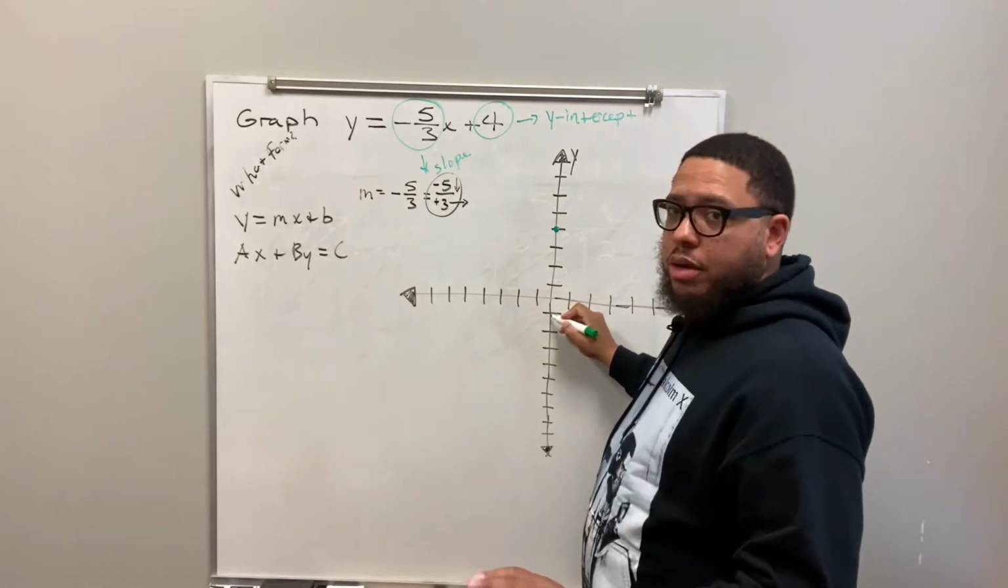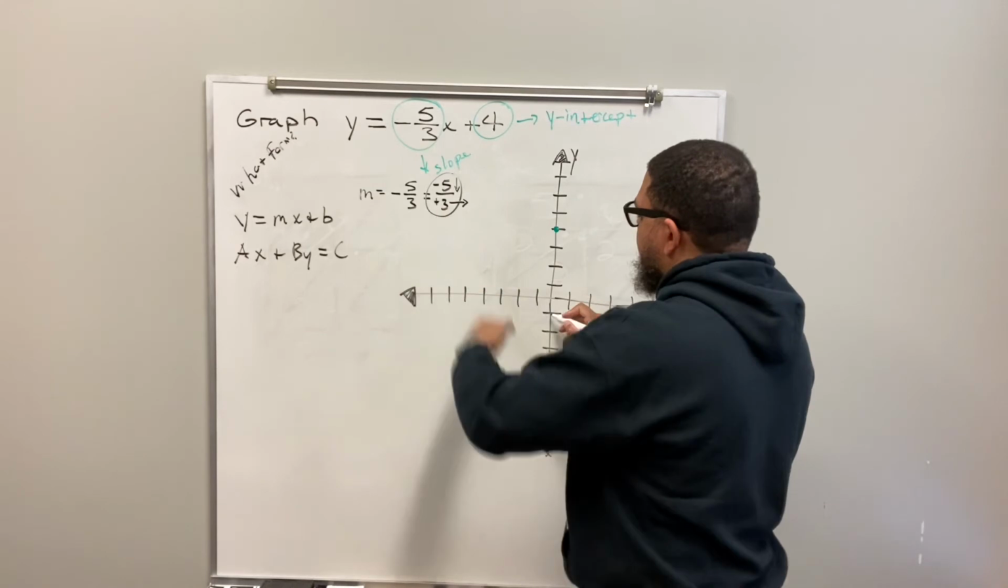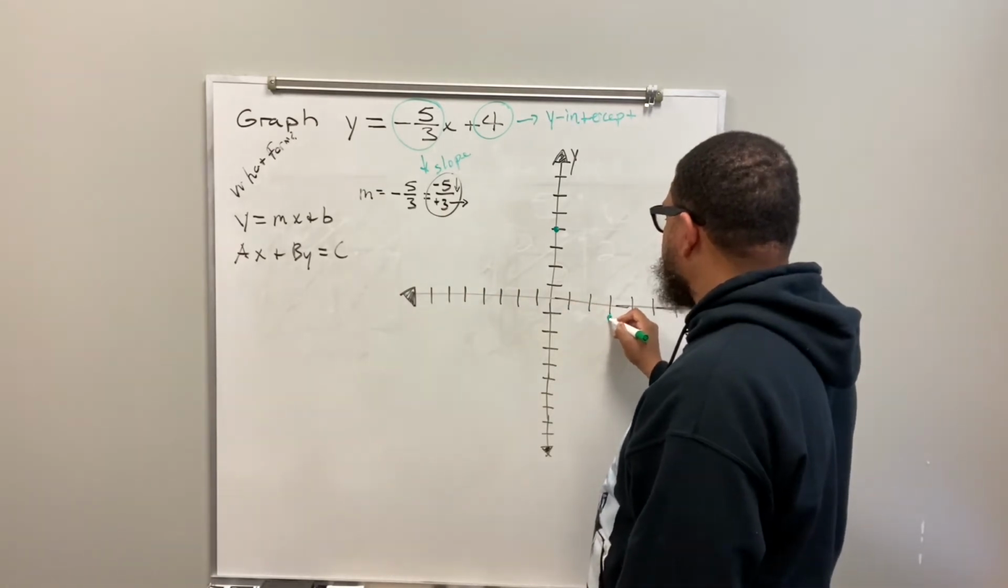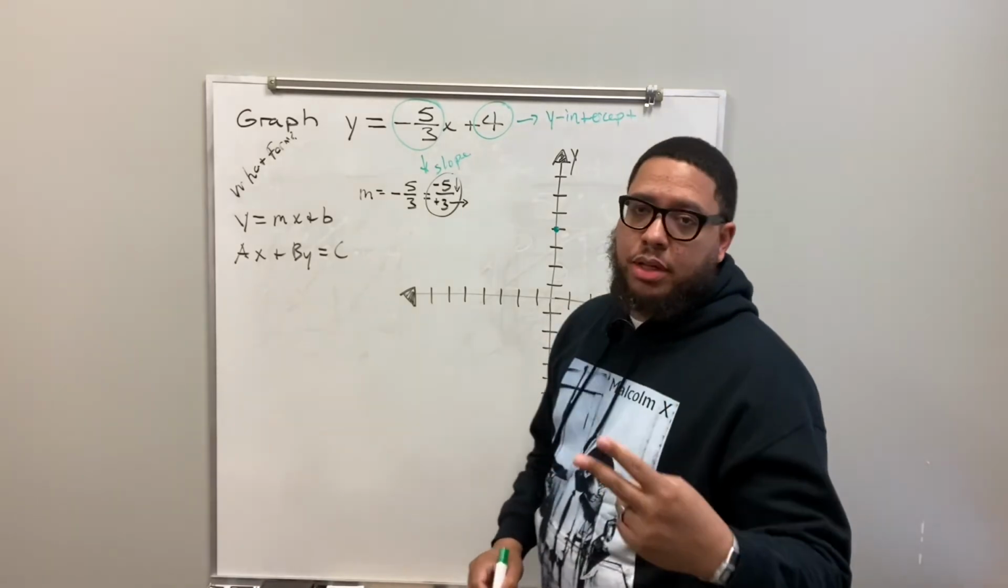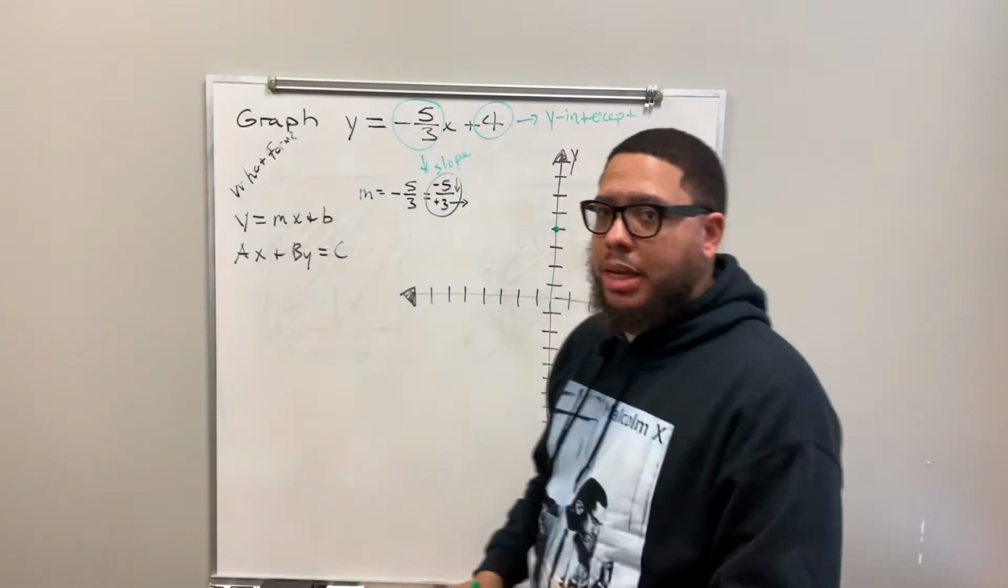I don't stop there, though. That's not where I stop. I go there, but then I also got to go 3 units to the right. So then I go 1, 2, 3. And that's where I stop. And now I got my second point. And once I got my second point, now I could draw my line.